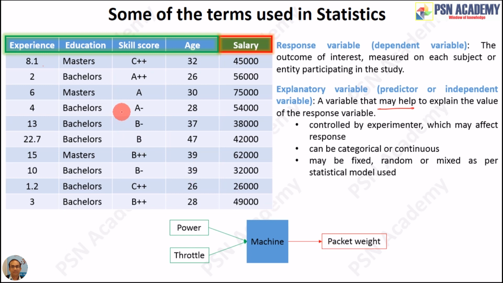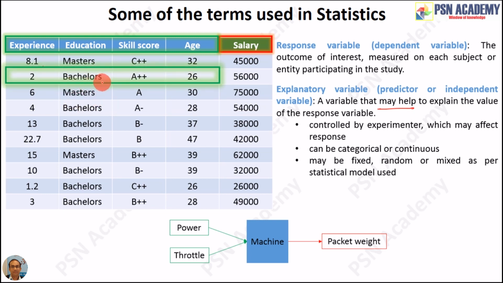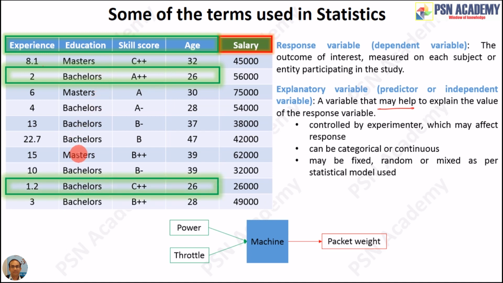But in this case, the experimenter does not have any control over the data because these are data that belong to the employees. So if this first row belongs to Mr. Ravi, you cannot change Mr. Ravi's experience from 8.1 to some other value, right? But you can have an analogy like this: this is a row that belongs to some employee, and see this row that belongs to some other employee.